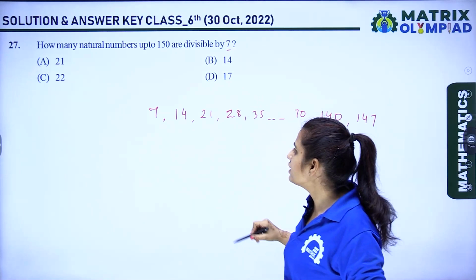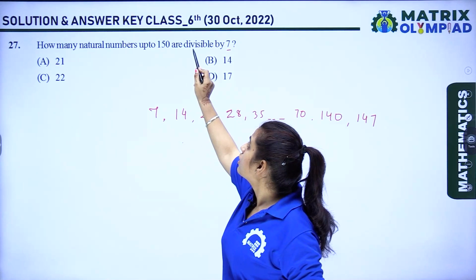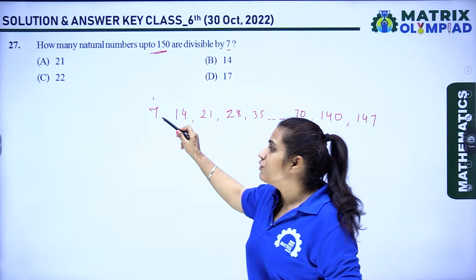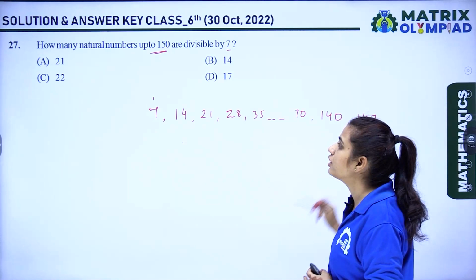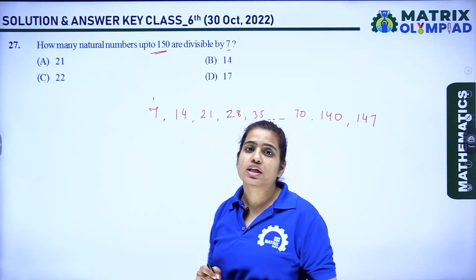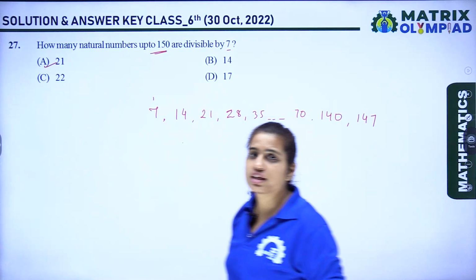So, we can say that here 21 natural numbers are there up to 150, which are divisible by 7. As we know that 1 times 7 is 7, 2 times 7 is 14, 3 times 7 is 21, 4 times 7 is 28, and so on till 21 times 7 is 147. So, here option A is the correct answer.